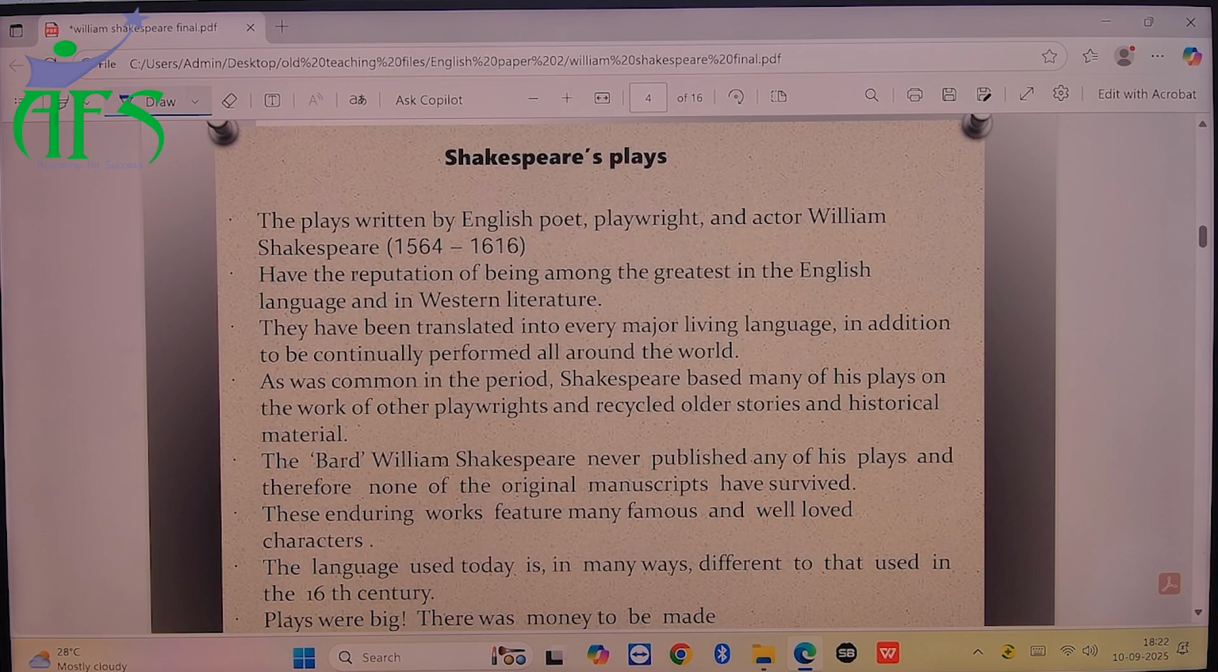Shakespeare based many of his plays on the work of other playwrights and recycled older stories and historical material. So most of the work written by him, we can see, has a connection with some of the scholars or his contemporaries like the University Wits, and he recycled the older stories which were available at that time and some historical material that he used in his work. So some people considered this as plagiarism, and some criticized William Shakespeare as a secondary kind of writer because he just copied the ideas from others.